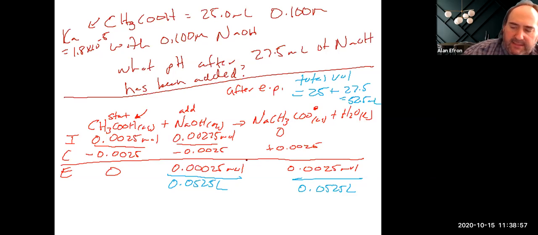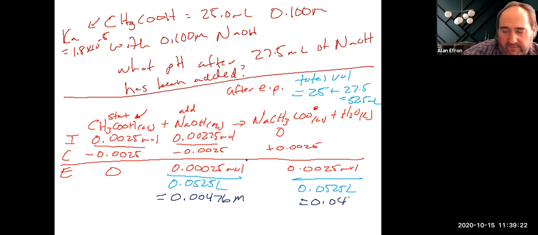If we do that, 0.00025 divided by 0.0525 gives us 0.00476 molar, and 0.0025 divided by 0.0525 gives 0.0476 molar.